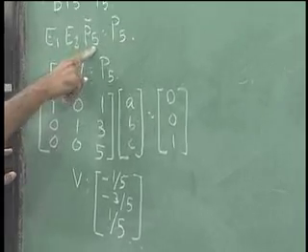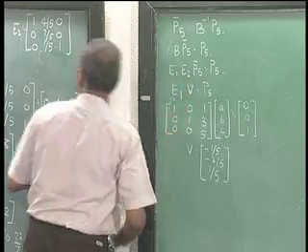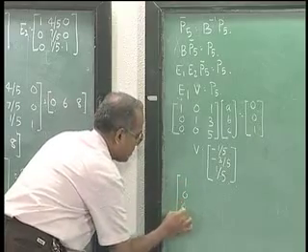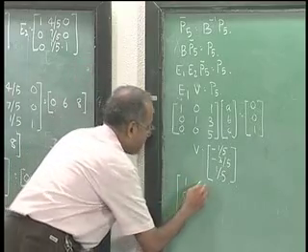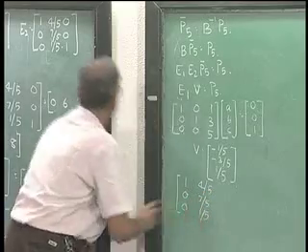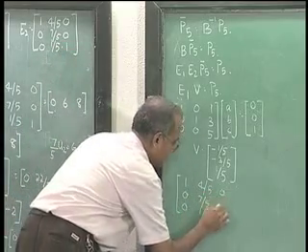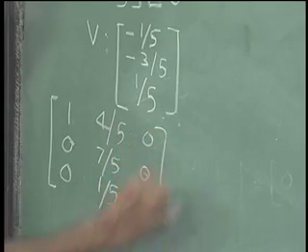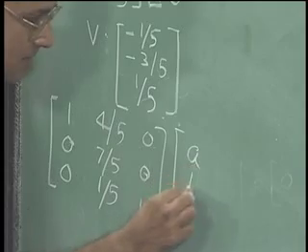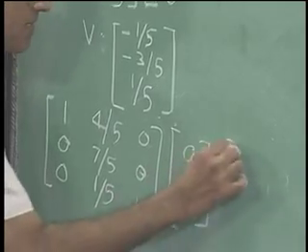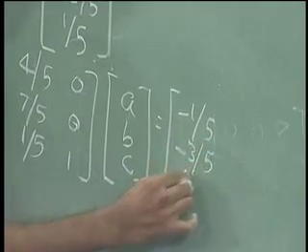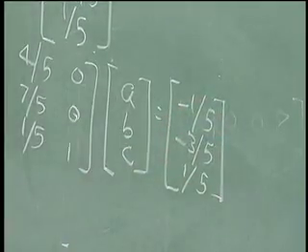E2 into P bar 5 as V. So, E2 is here. So, 1 into 1 0 0 4 by 5 7 by 5, 1 by 5 0 0 1 into P bar 5 is now written as some ABC is equal to minus 1 by 5 minus 3 by 5 plus 1 by 5.